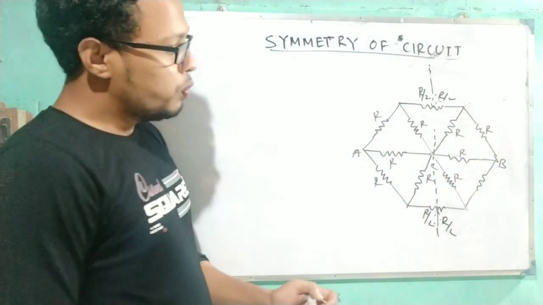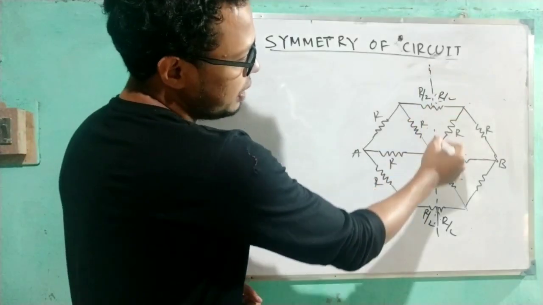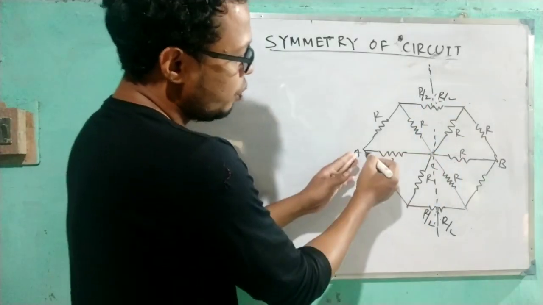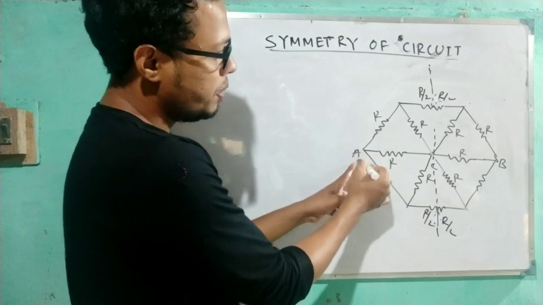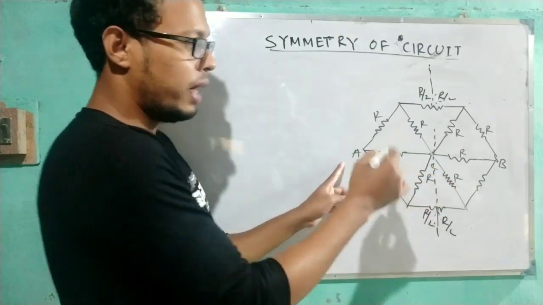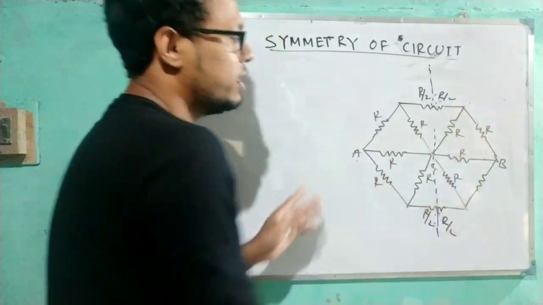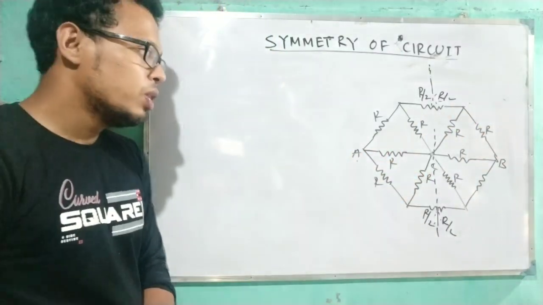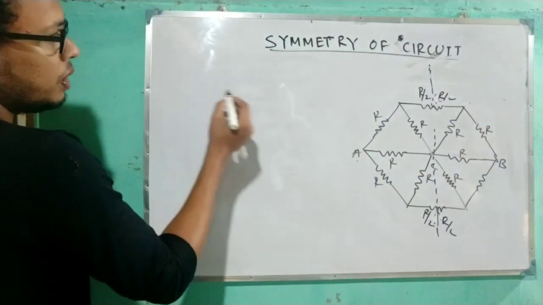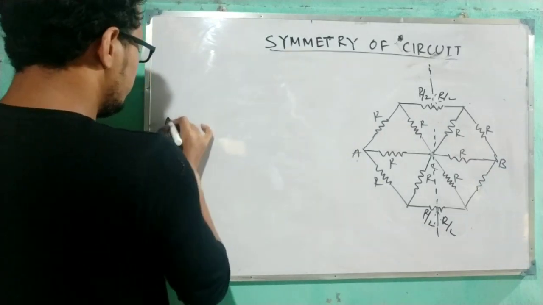Now what will we do? Imagine one line is there. If we find the equivalent resistance between A and C and then multiply by 2, we will easily get the equivalent resistance between A and B. So I am drawing the simplified circuit. Suppose this point is A.